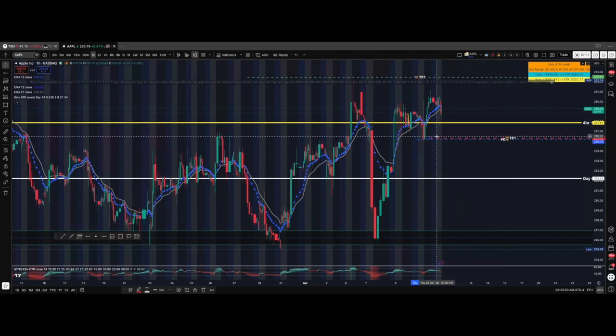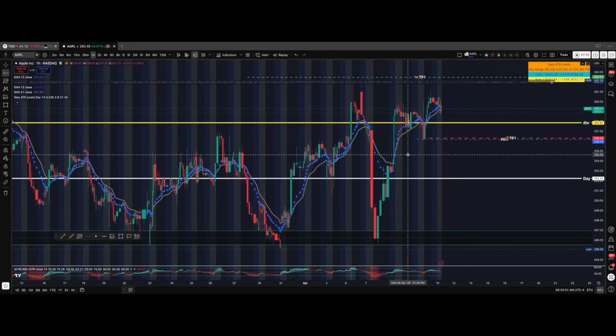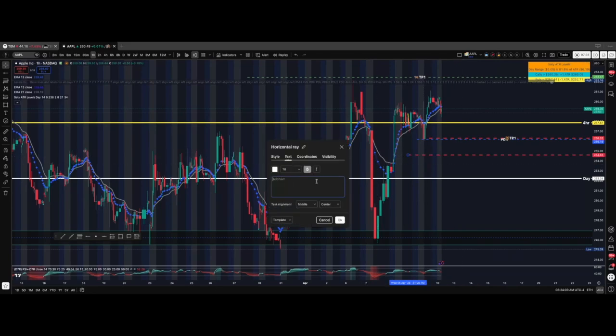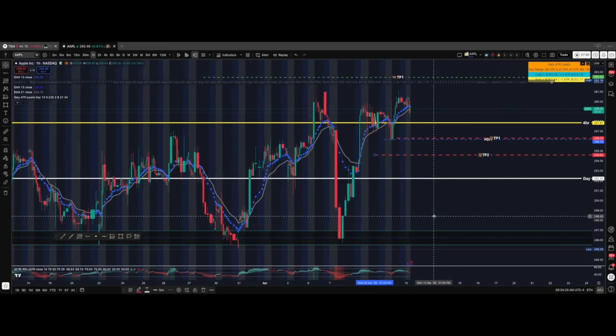So if it grabs all that volatility, it could pop back up and come back down again, which my second take profit would be right here because that seems like it's going to grab a lot of that volatility within there. And that's going to be my TP2. And that's what I have for you today.